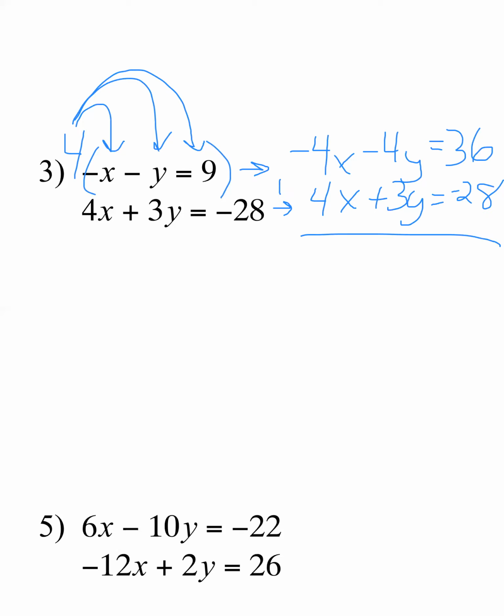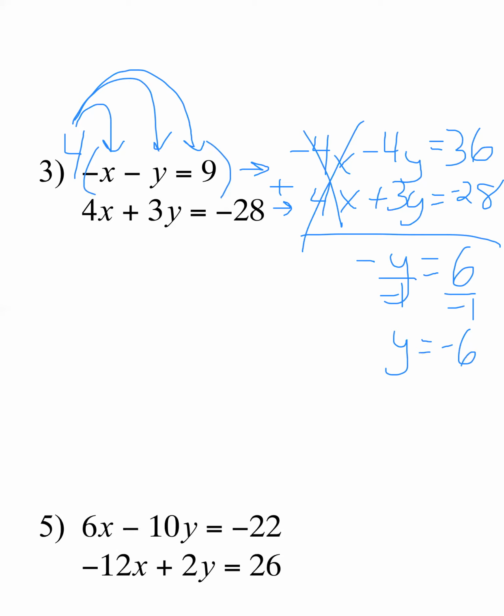I'm ready to add them together because I have my pair of opposites. -4x plus 4x is gone. -4y plus 3y is a -1y. 36 and a -28 is a +6. So that means divide both sides by that -1. Positive y is -6. All right, great.